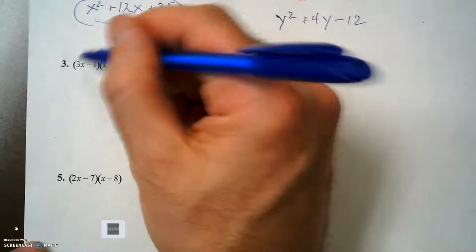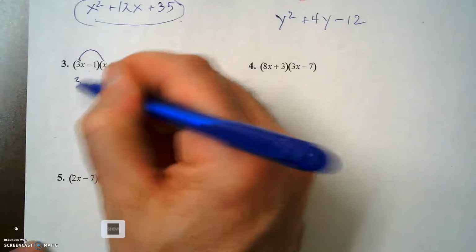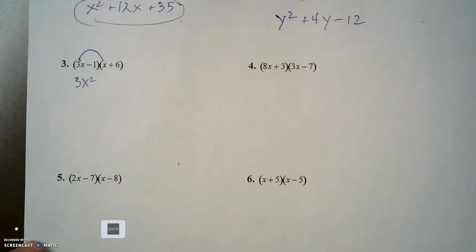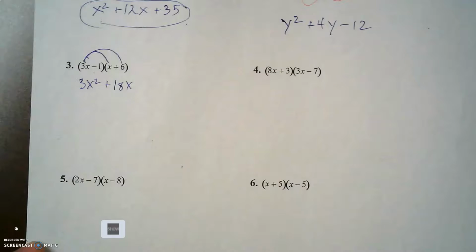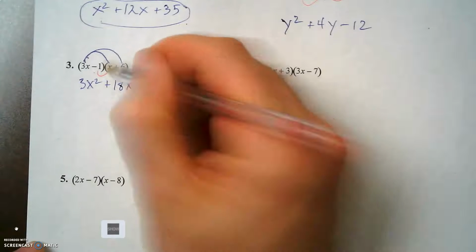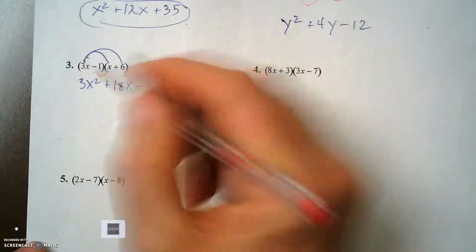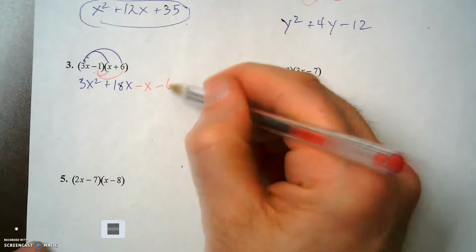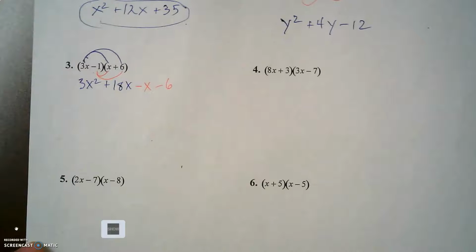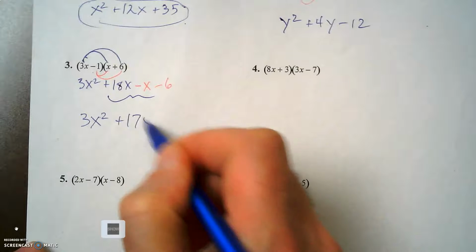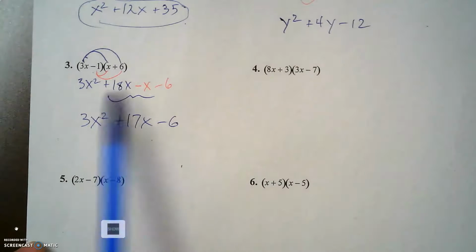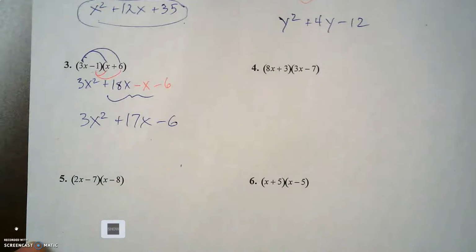So, no worries. 3x times x, 3x squared. 3x times 6, 18x. And I switch my colors here. Negative 1 times x is negative x. And negative 1 times 6 is negative 6. Look in the middle for combining like terms. 3x squared plus 17x minus 6. Positive 18 plus negative 1 is positive 17.